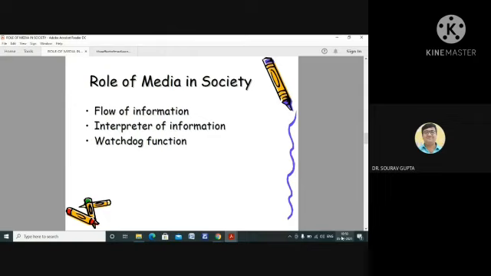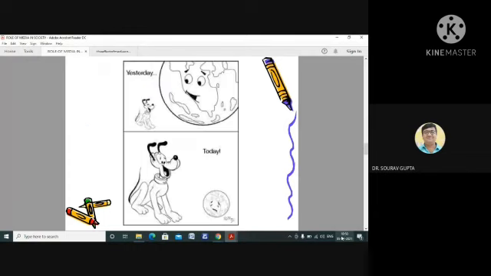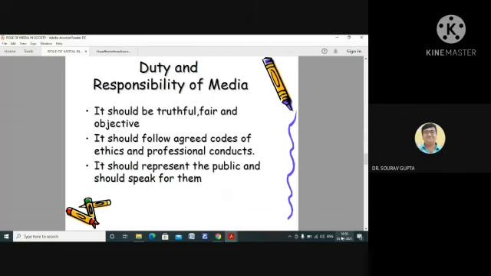So there is a constant flow of information. Information is coming to us. Sometimes the media also interprets the information. Interprets means whether it is good or bad, what impact will it have on our lives? So, having said this, there are some responsibilities.